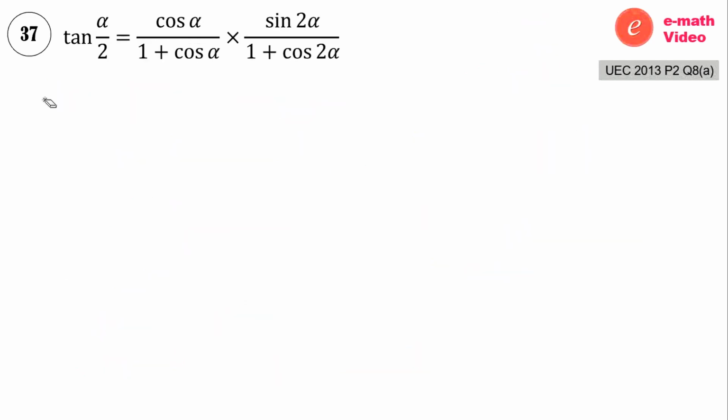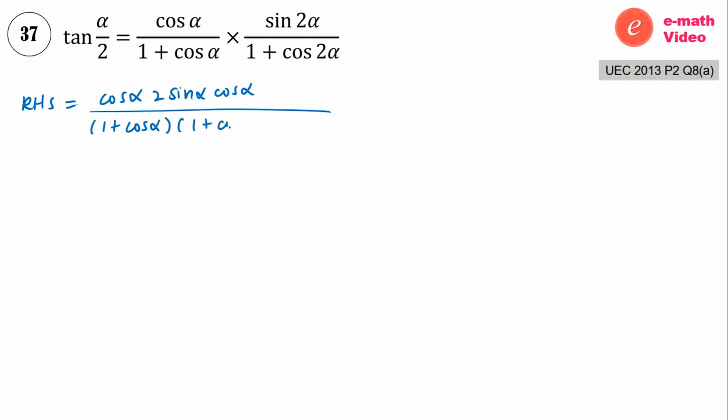Proven. Number 37. Okay, cube half angle again. Don't worry, we'll start from the right hand side. Because it's multiplied, we can straight away put them together. Cos alpha, double angle for sine is 2 sine alpha cos alpha, over the denominator, multiply them together: 1 plus cos alpha times 1 plus cos 2 alpha. Okay, this double angle again, cos 2a equals cos square a minus sine square a, or 2 cos square a minus 1, or 1 minus 2 sine square a.